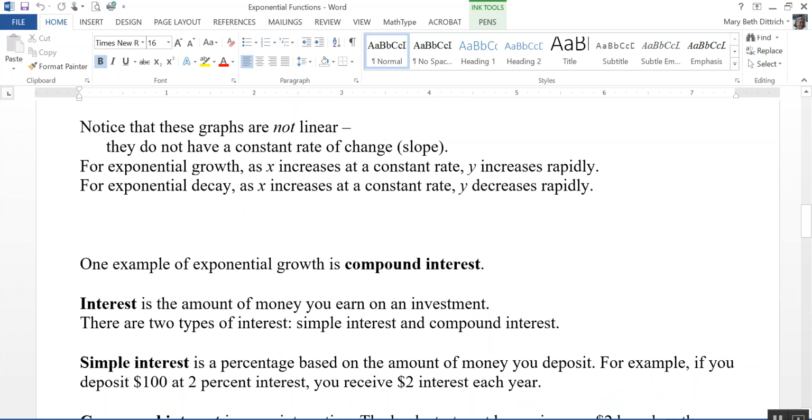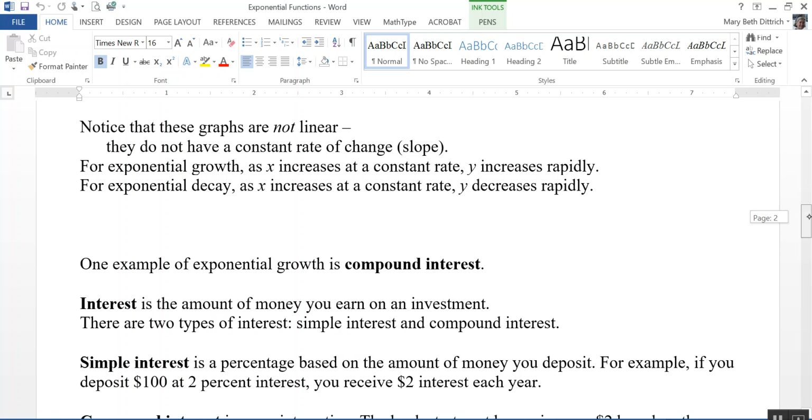Notice that these graphs are not linear. They are not a straight line. Therefore, they do not have a constant rate of change or a constant slope. For exponential growth, as x increases at a constant rate, y increases very rapidly. For exponential decay, as x increases at a constant rate, y decreases very rapidly.